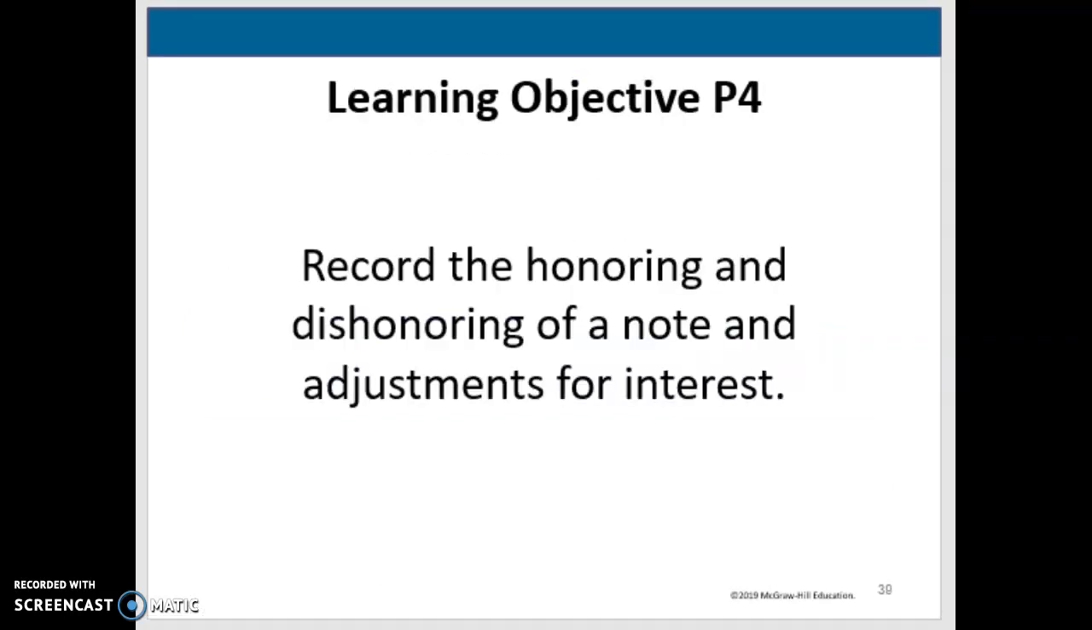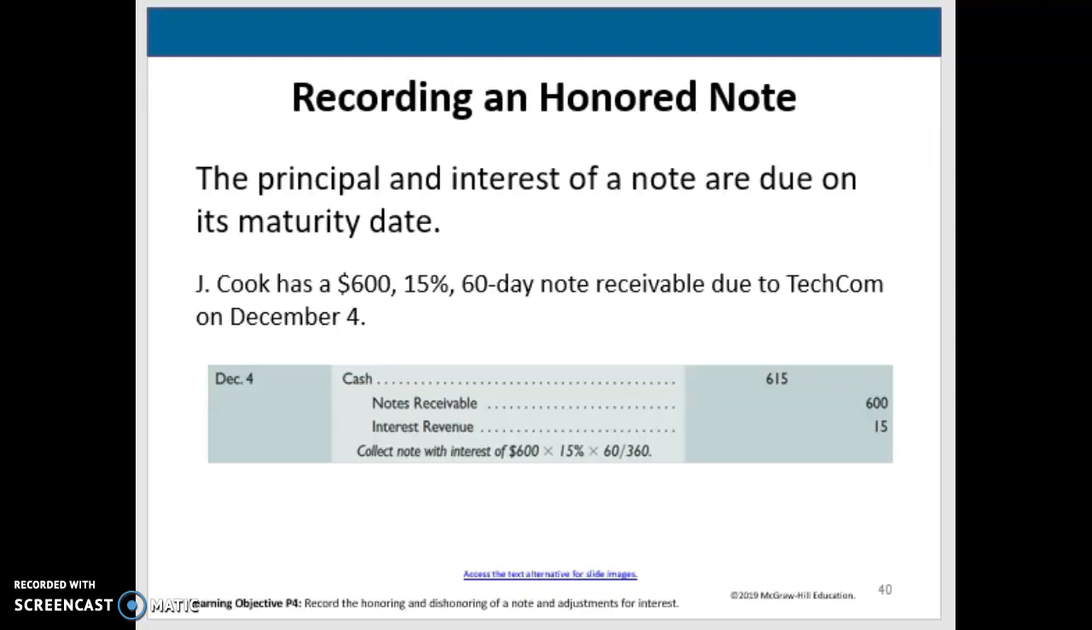All right, so when we have a note, we're going to learn now how to record a note that is paid, which means that it's honored, or what it looks like when it's not paid, or dishonored. So recording a note that's being paid, the principal and the interest are due on the maturity date. Here's the maturity date, so we're going to debit cash. We're going to credit notes receivable to remove the debt that they owe. We're going to recognize the interest we've earned by crediting interest revenue. The total of the amount that they owe from the note plus the interest equals the amount of cash they should be giving us. So that's what an honored note means, when they pay you when they're supposed to.